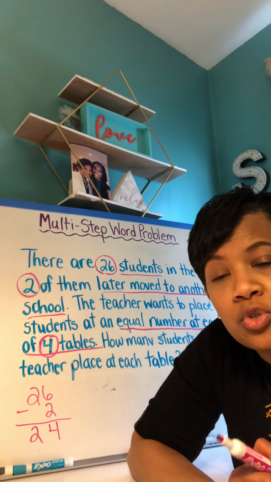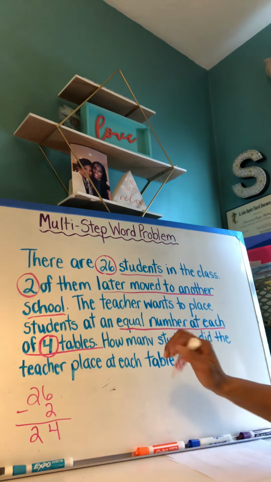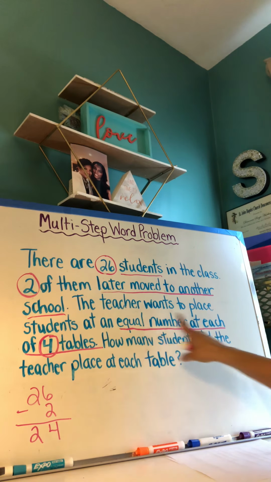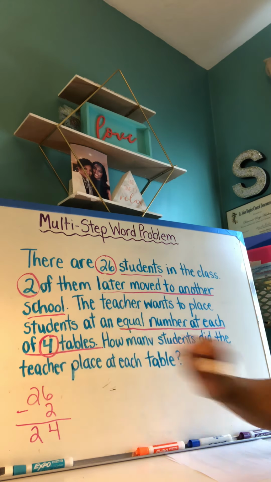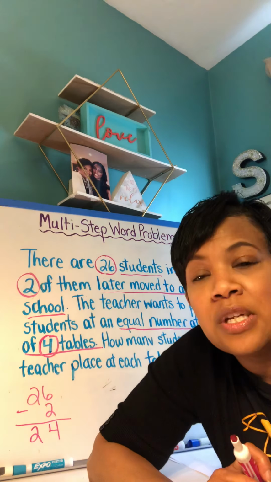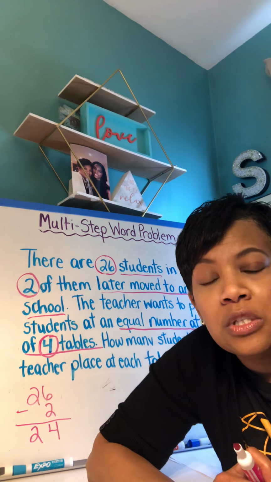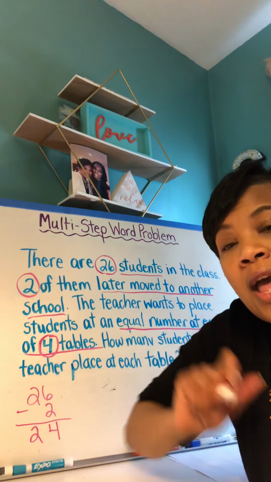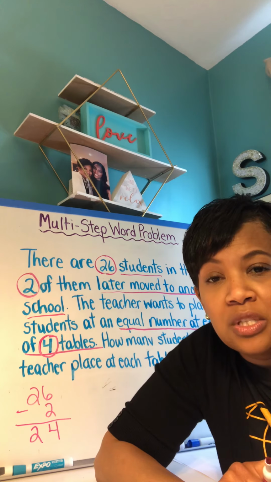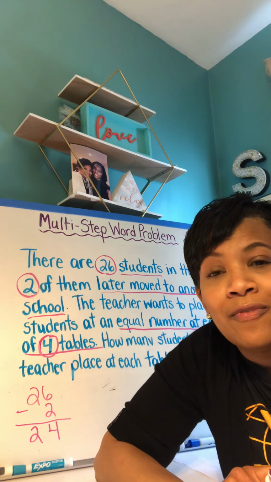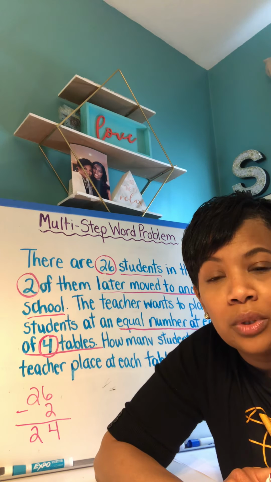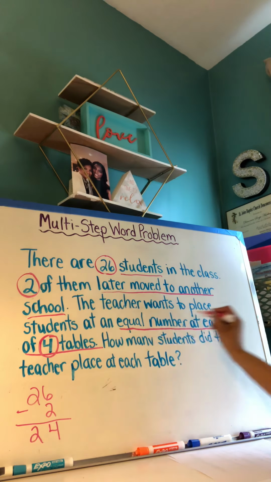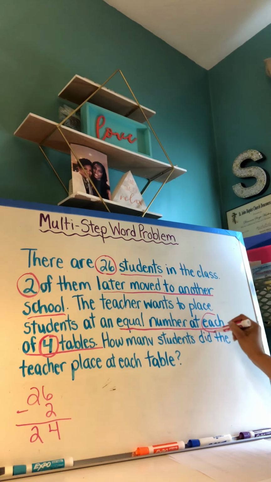So now we've got to take those 24 students and we have to put an equal number of them at each of the 4 tables. I want you to take a few minutes or just a minute and think about what you need to do. You know you have 24 students left in the class, and now you have to put them at 4 tables equally. Look at that word, boys and girls, equally. And each, which is very important to this sentence.